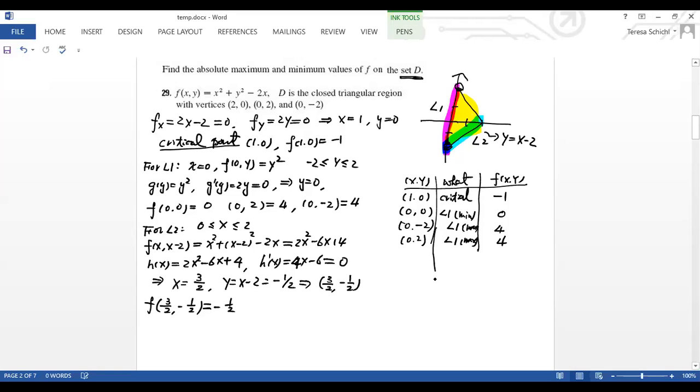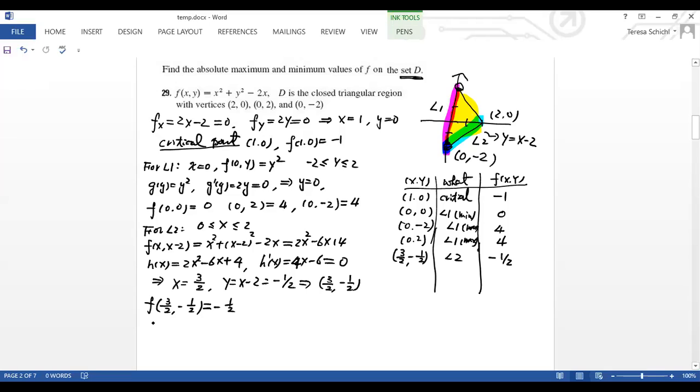So let's continue adding the point here. This is 3/2, this is negative 1/2. This point happens on L2. And what is the value you have? You will go to negative 1/2. And then you need to look for the endpoint. This endpoint here is (0, -2), we already covered. So we need to cover this point. This is (2, 0) here, right? Okay, so we know the 0 is 2.